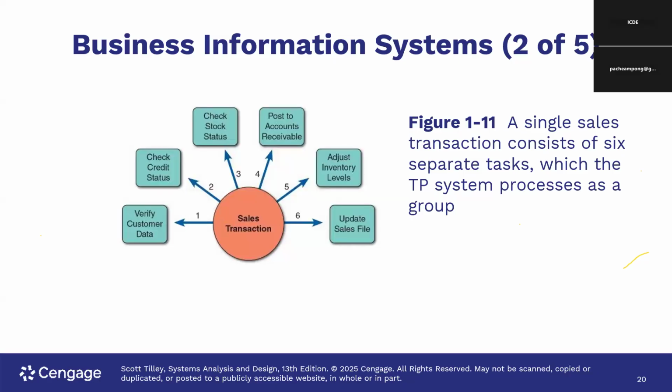So once the Momo vendor is able to check that, it now checks the stock status. It goes to post to account receivable. It adjusts the inventory levels, and then you're able to cash out. Because when the Momo vendor inputs money into your account, her account balance will not be the same as it was initially, right? But you would receive an update. That's how the TP system works. The transaction processing system works like that.